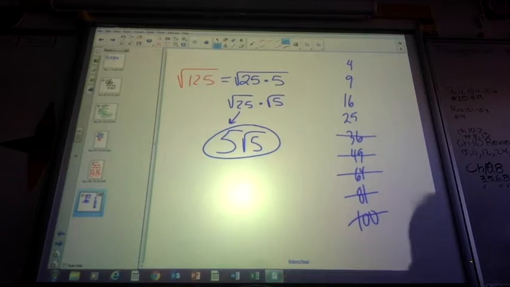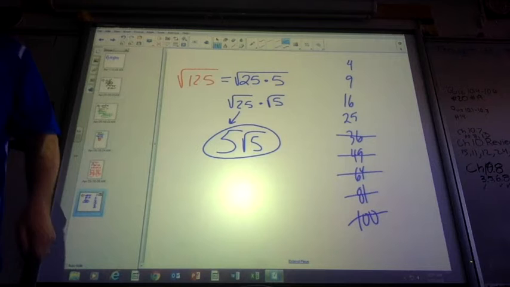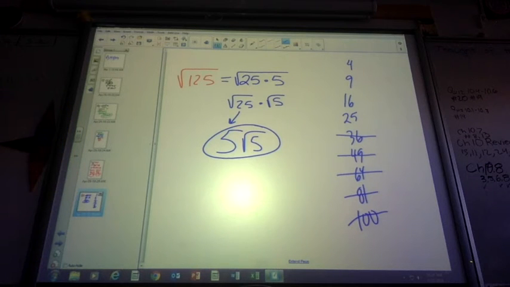So exact answers. This is where this math is used, and that's just giving you one example.